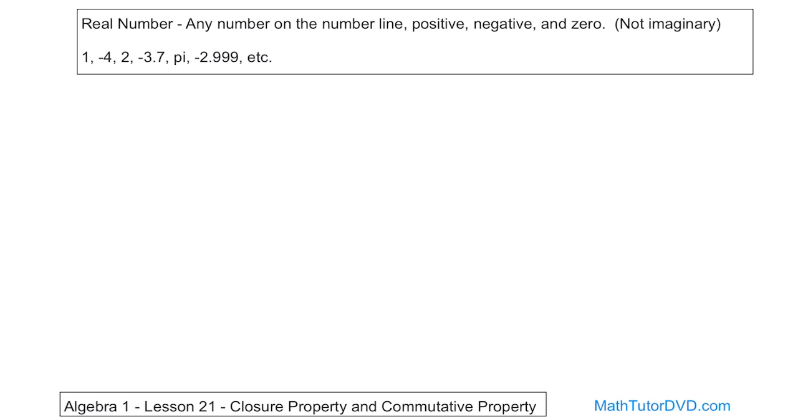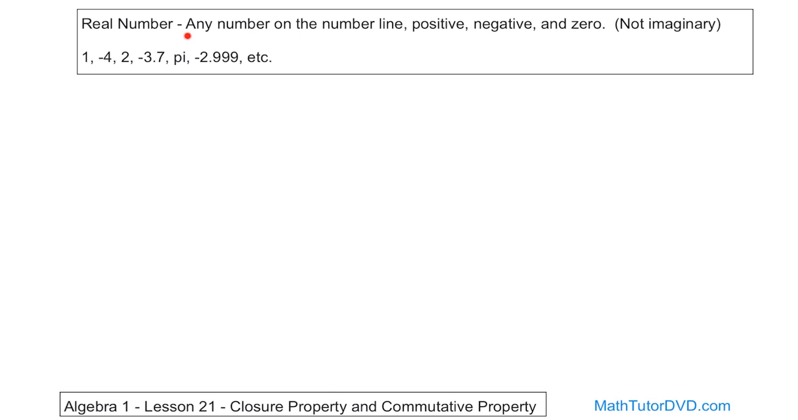So the first thing we need to talk about is this idea of a real number. A real number, basically, I've written it right here: any number on the number line. Number line, I'll draw a picture in a second for you here, but basically it's the numbers that go positive off to the right and then also go negative off to the left. Any number on the number line, positive, negative, and 0.